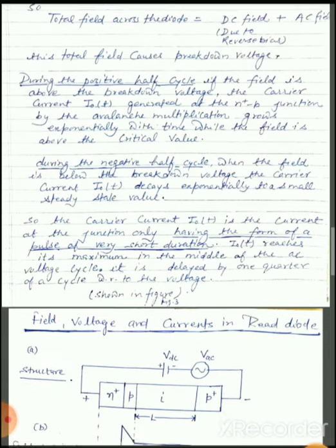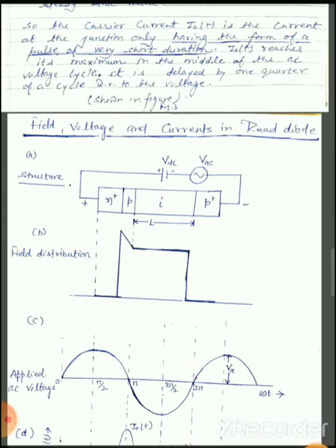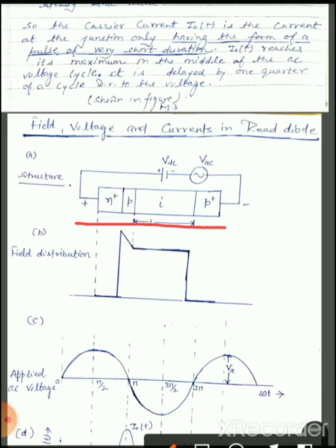We can see here in the figure, this is the Read diode and this is the applied DC voltage. Due to this voltage, the Read diode is in reverse bias and an AC voltage is applied to the circuit. So the total field will be the sum of these two fields.